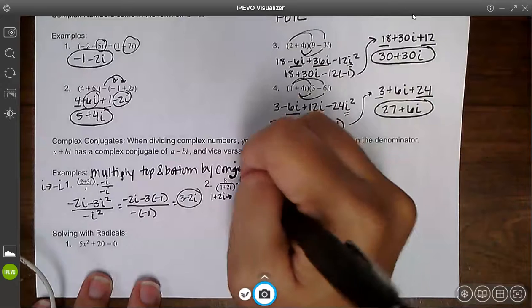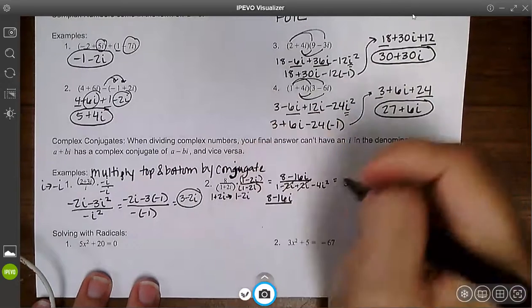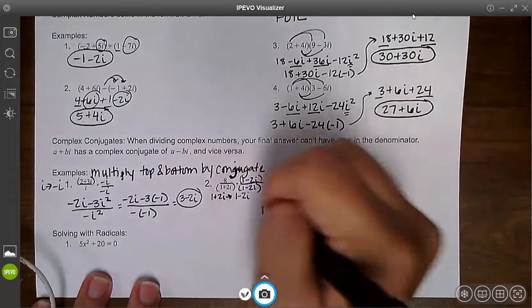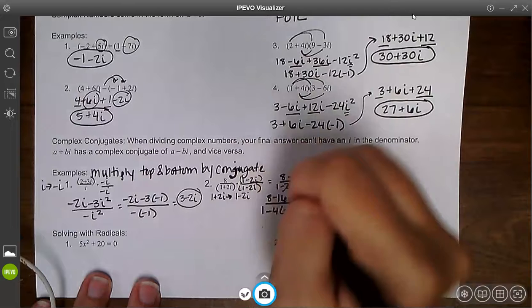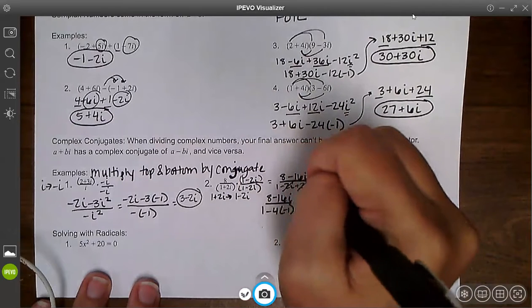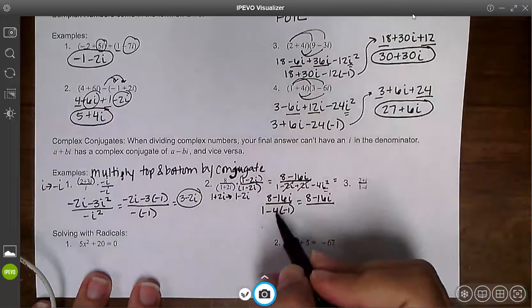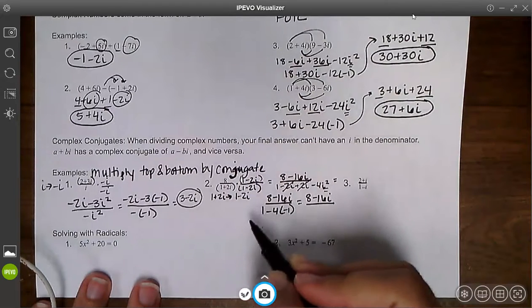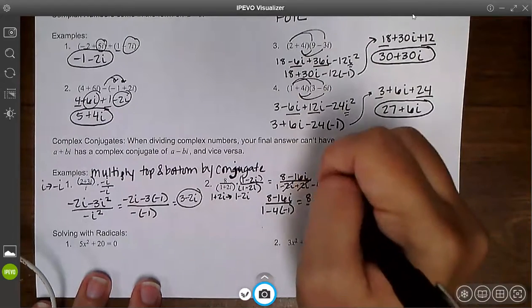And you have 8 minus 16i on top. Remember that the i squared is negative 1. 8 minus 16i over 1. Negative 4 times negative 1 is positive 4, so 1 plus 4 is 5.